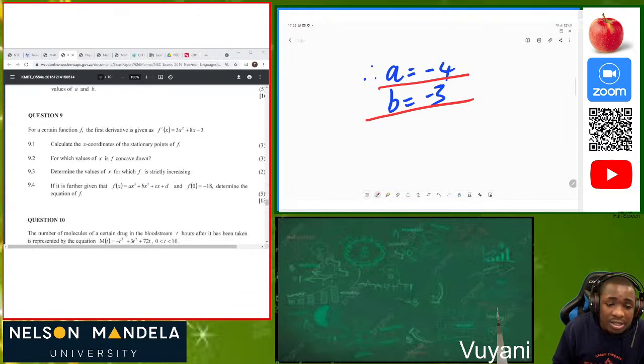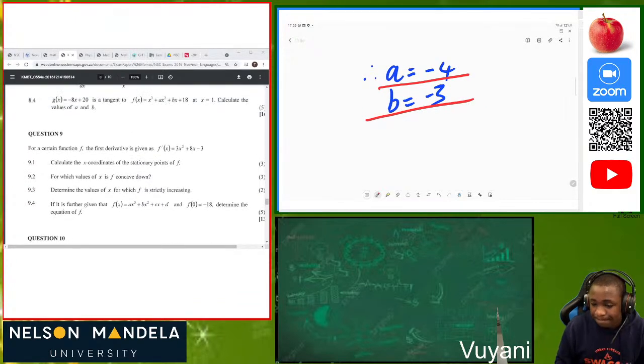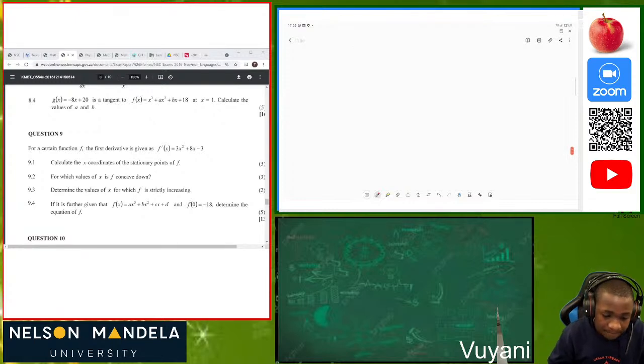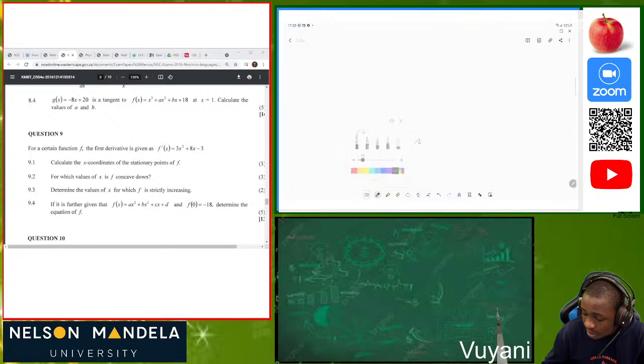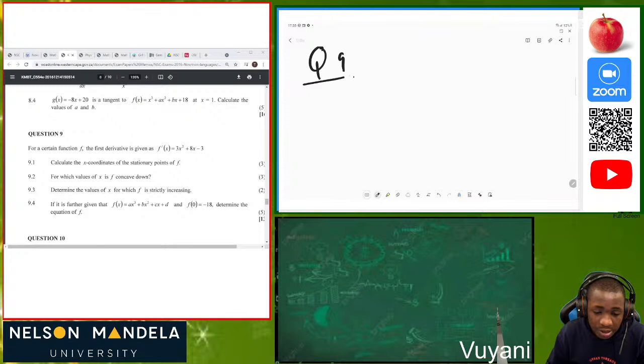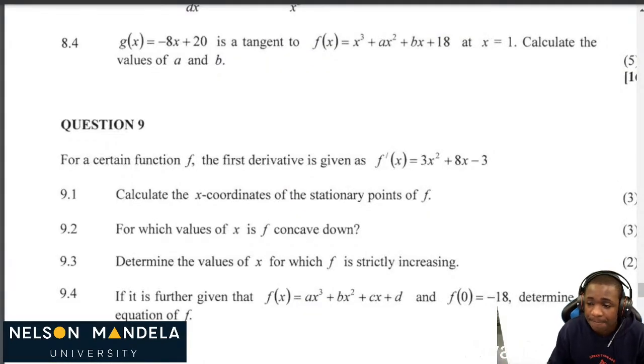Okay, now let's check our question 9. Let's check question 9. Okay, on question 9, let's try to be fast. Calculate the x-coordinates of the stationary points of F. We know that for the stationary points, F prime of X must be equal to 0.